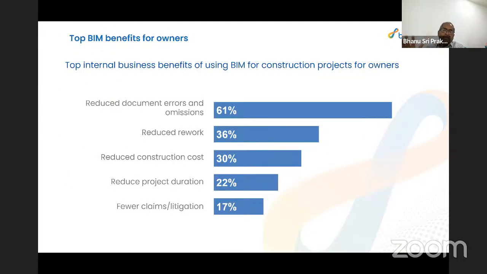These are very high level benefits. One of the major ones, 61%, is reduced document errors and omissions. Unfortunately, these errors, that 61%, are created by us, by consultants, by human force, when we are using normal AutoCAD or hand drawn drawings. When you do BIM, because it is an integrated approach, the majority of this will be reduced. The remaining are clear: reduced rework, reduced construction cost, reduced project duration, and fewer claims and litigation. The 17%, the last one, is also an important one to understand our industry. Our industry is very huge, and you will be seeing a lot of legal issues, claims and litigations in construction projects, because of various other factors. I'll try to touch base on a few of them.